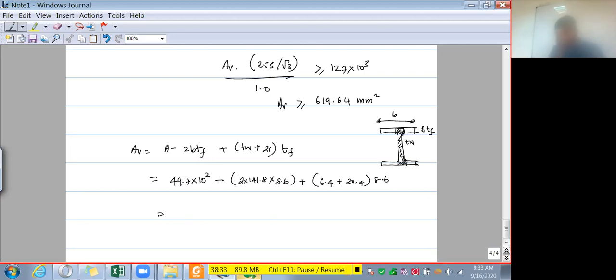That is 4,970 minus 2 into 141.8 into 8.6. That is 2,438.96 plus 6.4 plus 20.4, that is 26.8 into 8.6, that is 230.48.